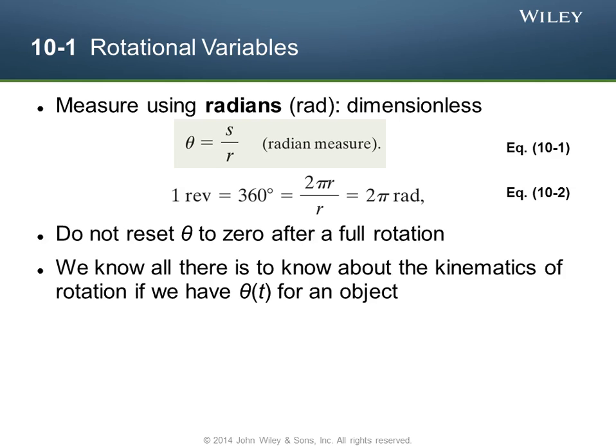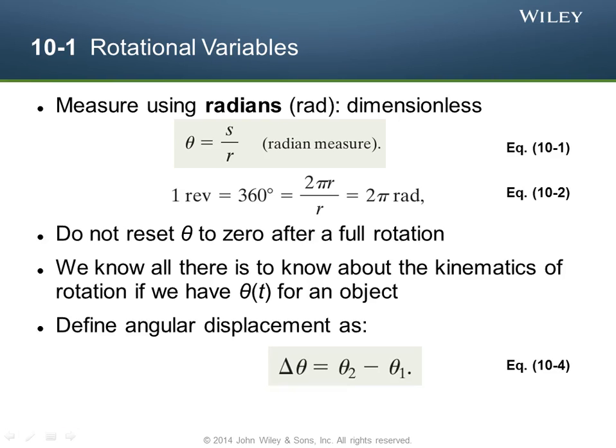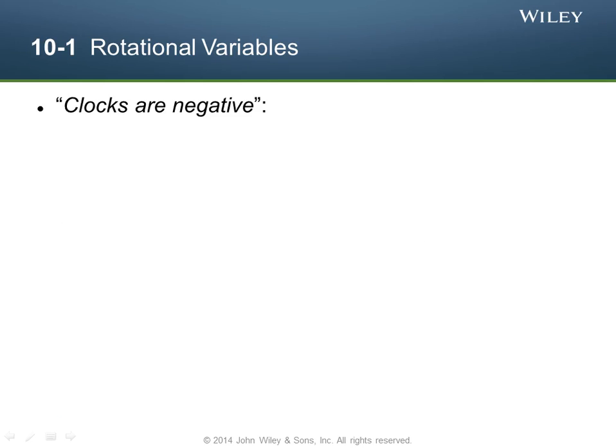We know all there is to know about the kinematics of rotation if we have theta as a function of t for that object. We can get all of our kinematic equations if we have theta with respect to time, because knowing our relationships, we take a derivative to get angular velocity, take another derivative to get angular acceleration, and that can tell us the entire story. Therefore, we define angular displacement as delta theta, which is some final theta minus an initial theta.